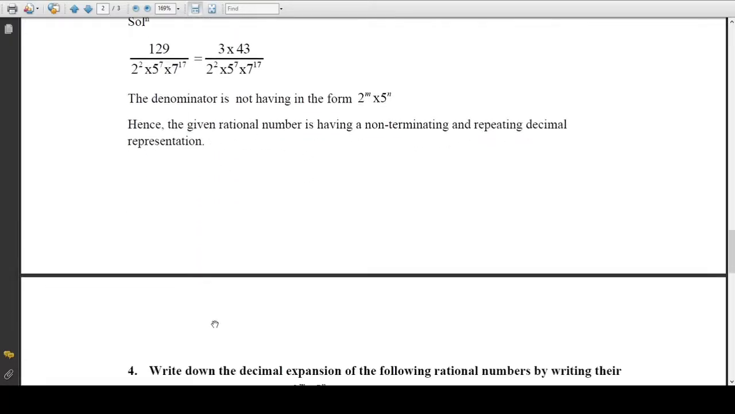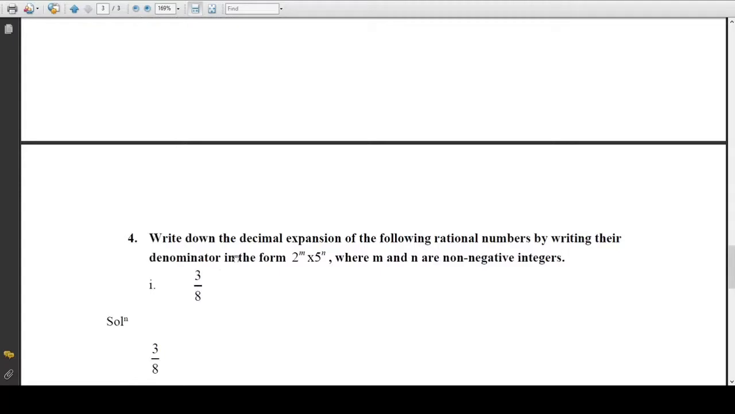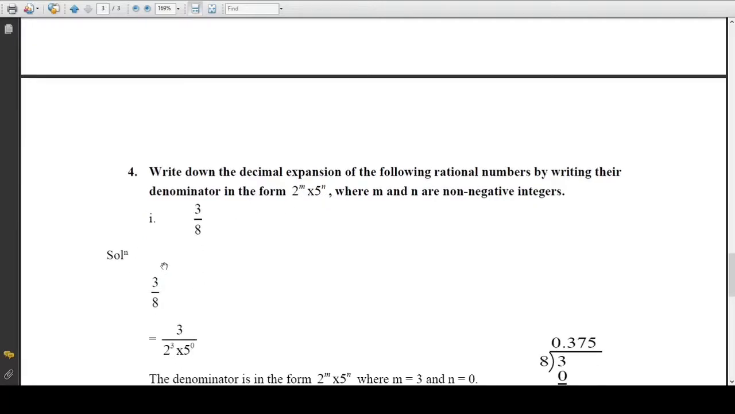Next we go with number 4. Write down the decimal expansion of the following rational numbers by writing their denominators in the form 2^m multiply 5^n, where m and n are non-negative integers. Write down the decimal expansion of the following numbers and also write the denominator in this form 2^m multiply 5^n. The first is 3 by 8.